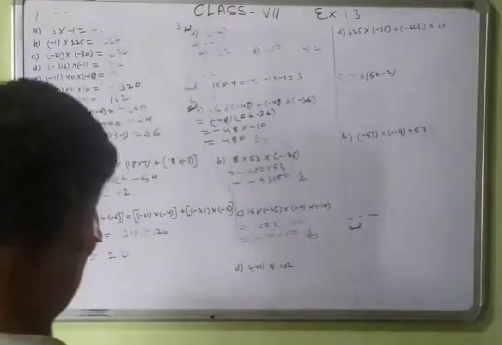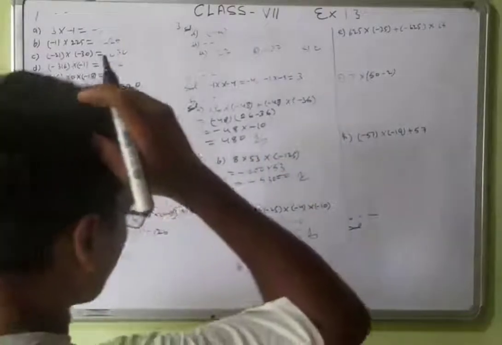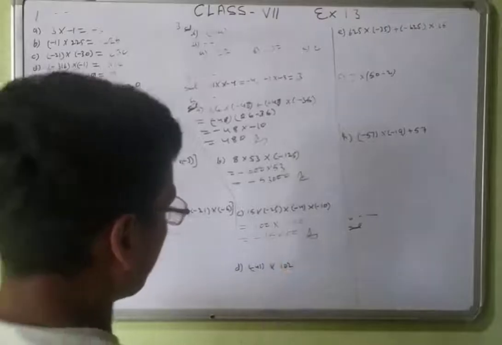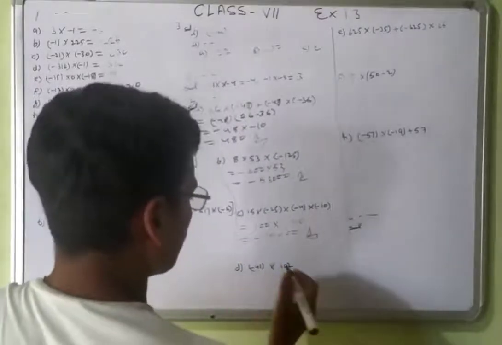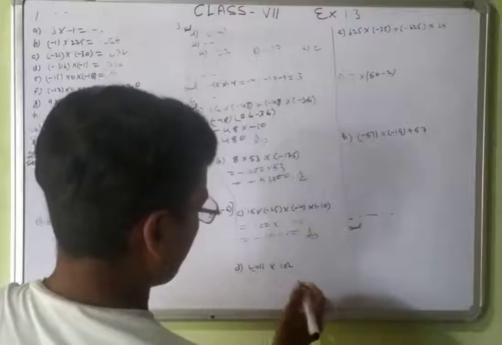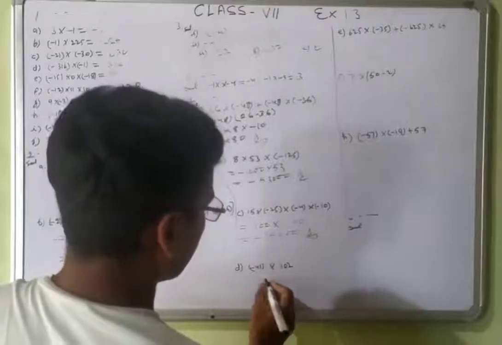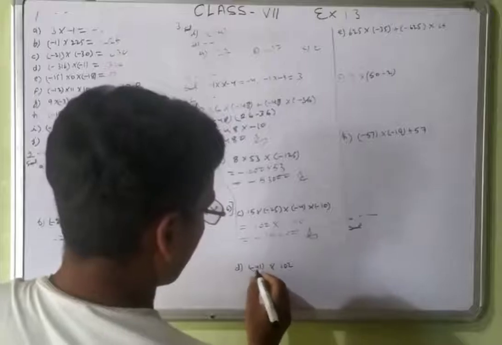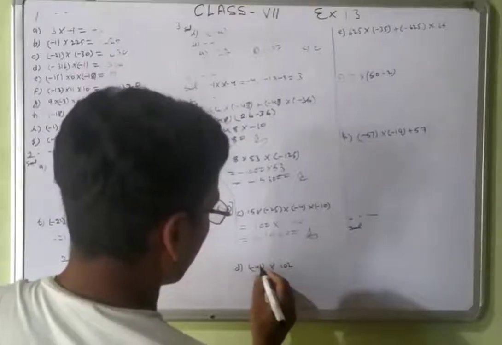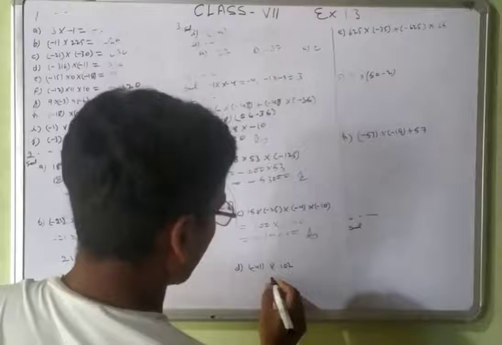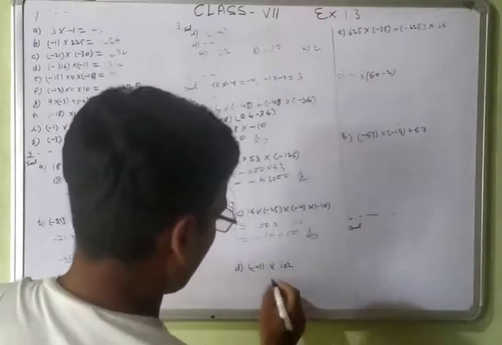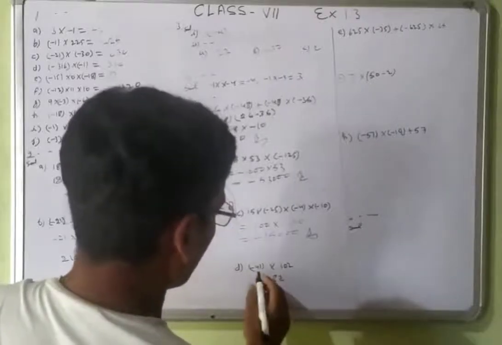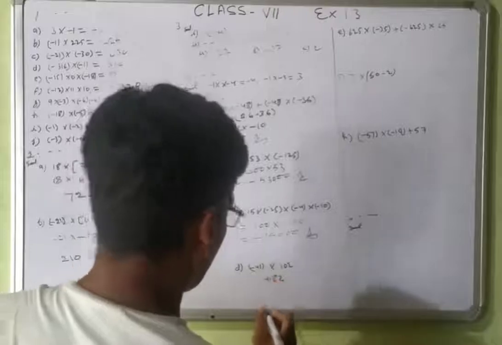D part, that is minus 41 multiply 102. So you can write multiply by direct also, because we have very less step space. Minus 41 times 2 is 82, 41 times 1 is 41.